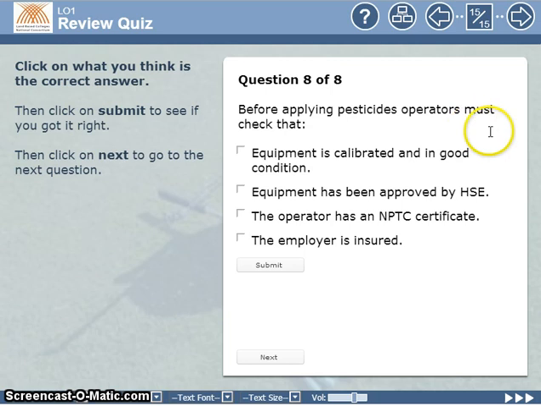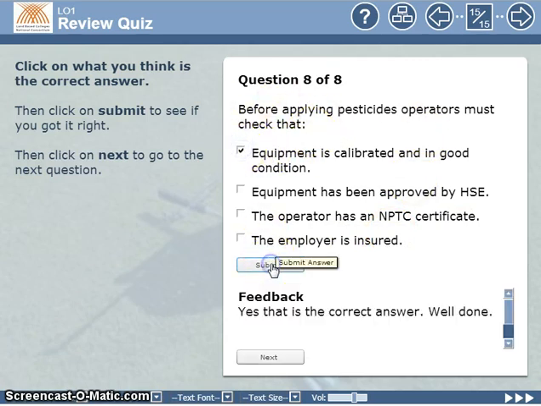Before applying pesticides, operators must check that equipment is calibrated and in good condition. Equipment has been approved by HSE. The operator has an NPTC certificate. The employer is insured. So I'm pretty sure it's going to be calibration.